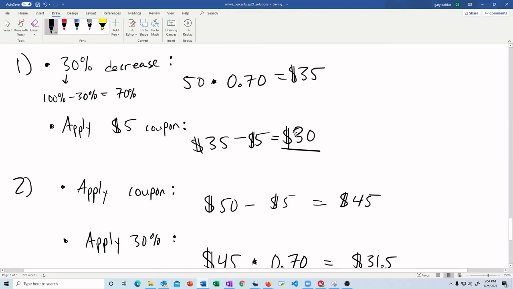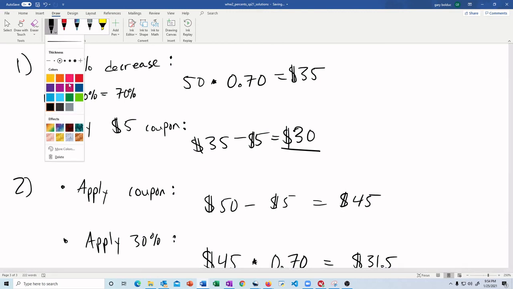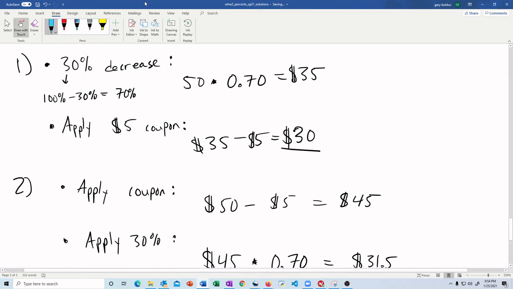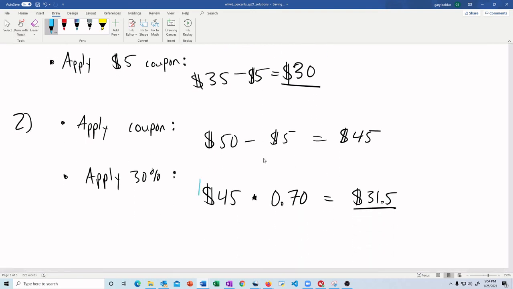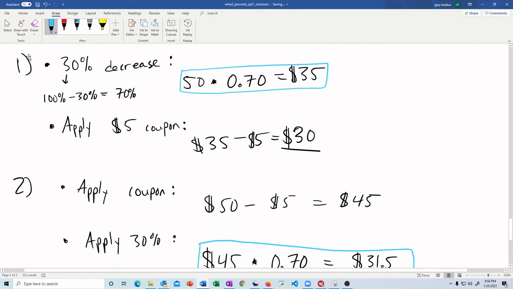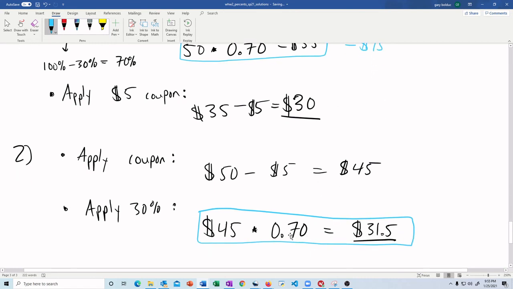And so here's the idea. If you're still kind of thinking, I don't really see it, here's where you've got to focus. This step and this step right down here. Okay, so what's really going on here? Well, way number 1, when I apply the 30% decrease, I end up taking off $15. 50 to 35. So in way number 1, when I do the percent first, I end up getting to knock $15 off the price. But what happens when I do the percent second?